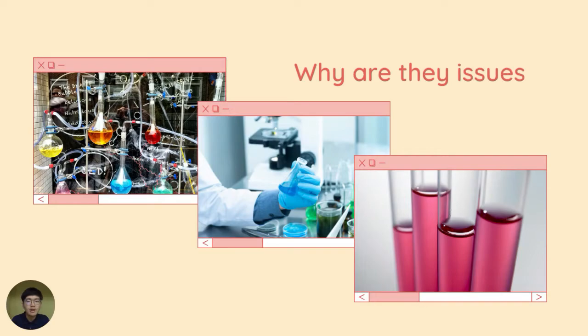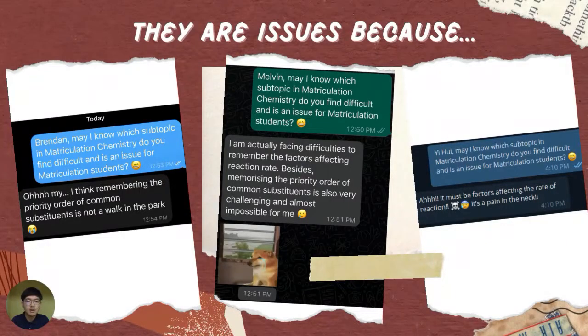Okay, so why are they actually issues? Well, we can prove that the stated subtopics are issues for our POW followers by asking for their opinions. Alright, so let's look at our examples. We sent messages to a few matriculation students and they responded that they think factors affecting reaction rate and memorizing the priority order of common substituents are both very challenging. Hence, Philip and I decided to discuss and think of an interesting way to promote a better understanding of both subtopics and conduct better POW sessions in the future.